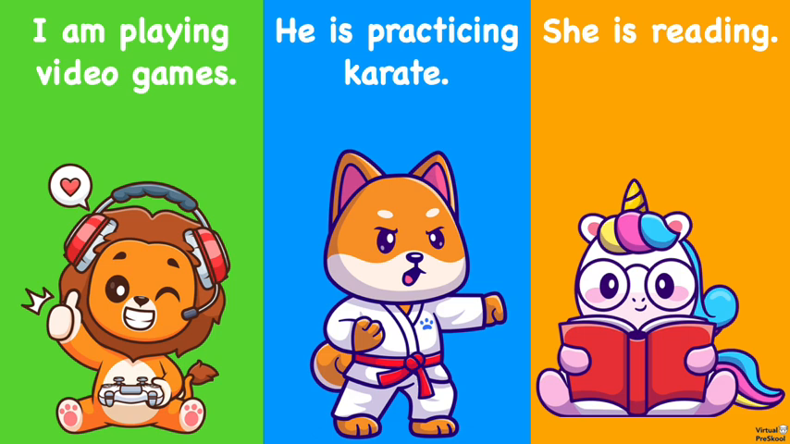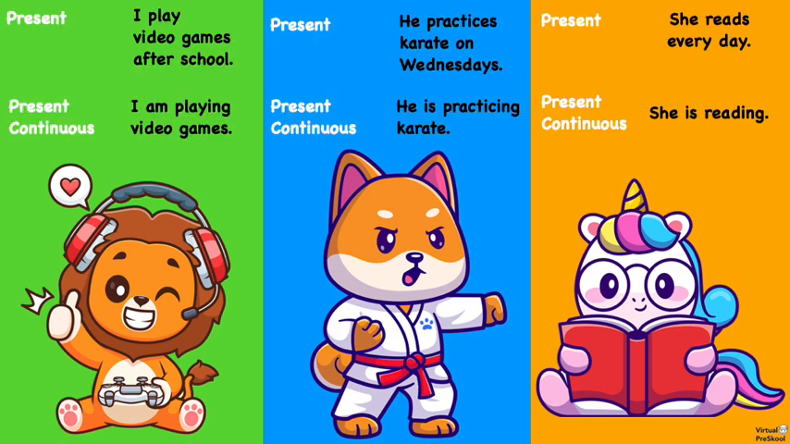And you can tell the difference between present tense and present continuous from the verb. Notice that all of the present continuous verbs have an ing at the end. That ing is a conjugation. By changing the form of the verb, it changes its meaning. To get a better sense of the difference between present and present continuous, let's look at them next to each other. In the first example, present tense would be, I play video games after school. And present continuous is, I am playing video games.